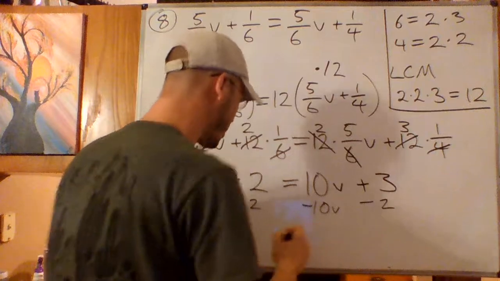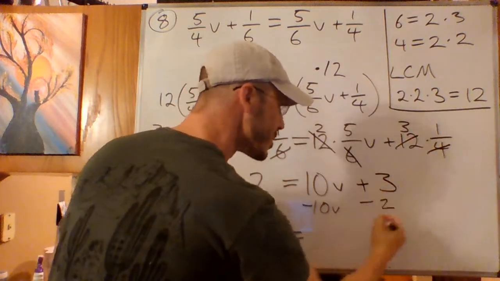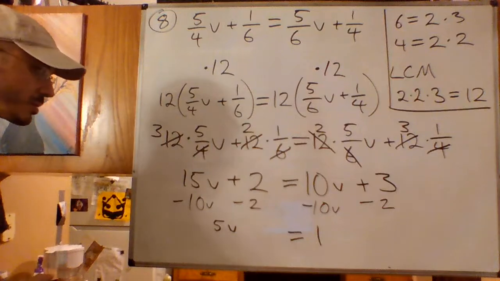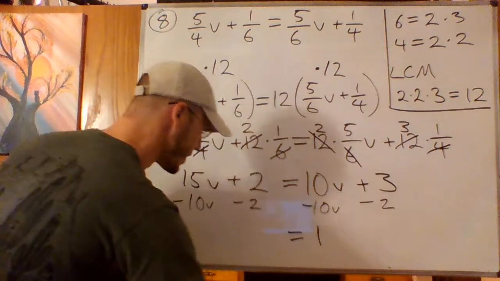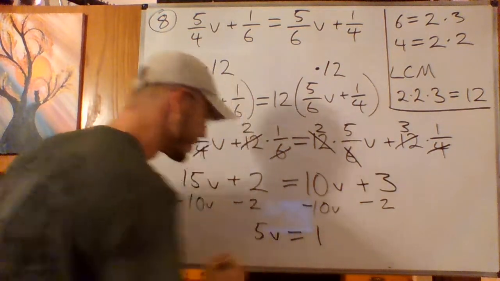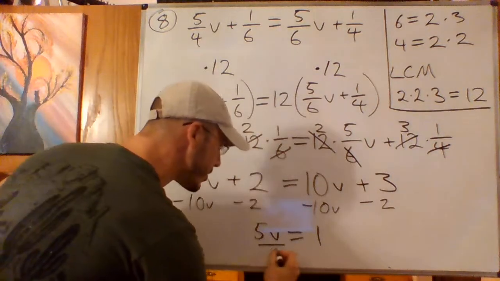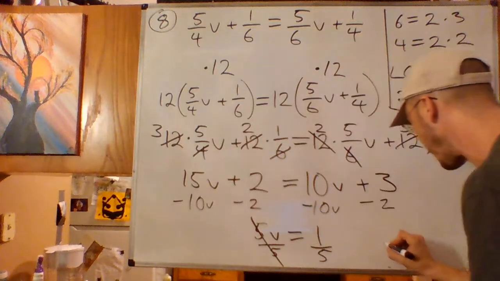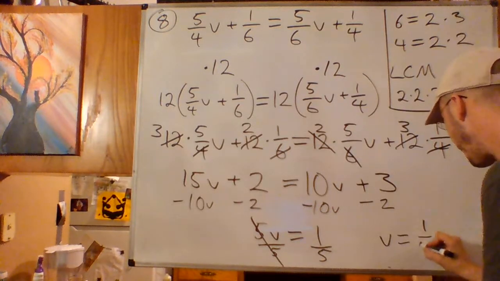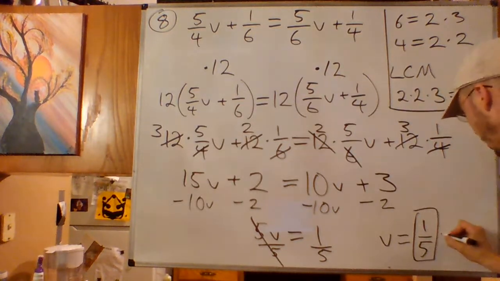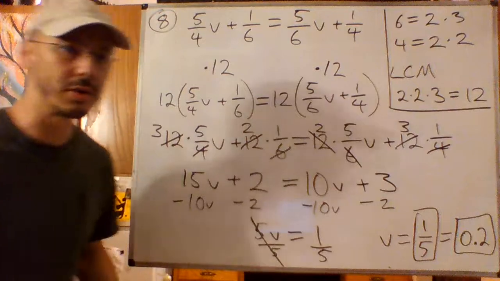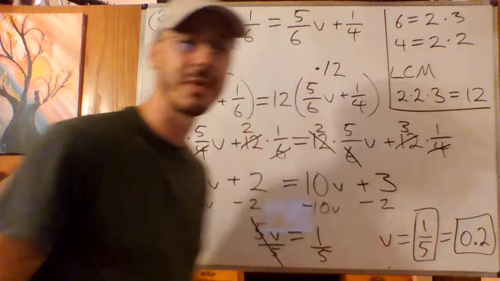Let's get the variable over here. And over here, all that's left is 3 minus 2 is 1. So 5v equals 1. And then divide both sides by 5 to get those to cancel. v equals 1/5. Sometimes you have a choice, sometimes you don't. With Hawks and in general, the decimal version of 1/5 is 0.2.